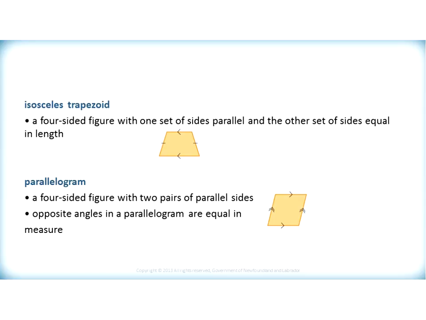Finally, we have a parallelogram. A parallelogram is a four-sided figure with two pairs of parallel sides. And the opposite angles in a parallelogram are equal in measure. So that would be, for instance, if you're looking at the angle in the bottom left corner and the bottom right corner, this angle right here and this angle right here, they would be equal. This angle right here in the top left is going to be equal to this angle right here in the bottom right. So opposite angles in a parallelogram are equal to each other.